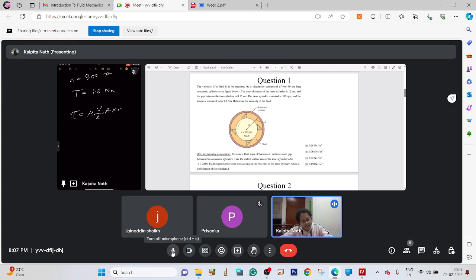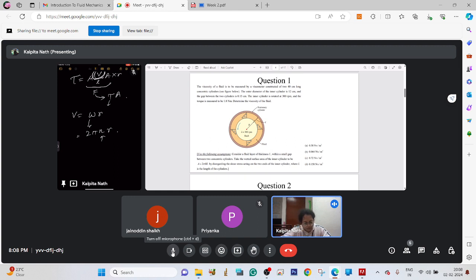So this is basically force into R. Force is basically shear stress into area, so here Newton's law is applied. Now this V is linear velocity, and we need to link linear velocity with angular velocity. Linear velocity is equal to angular velocity into radius. This angular velocity we can write as 2 pi N, where N is the number of rotations, so V is 2 pi N R. Just replace it over there.